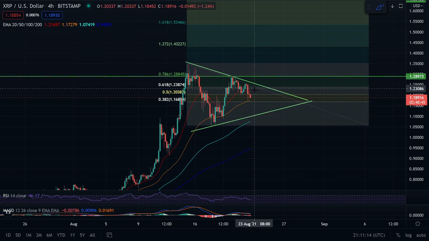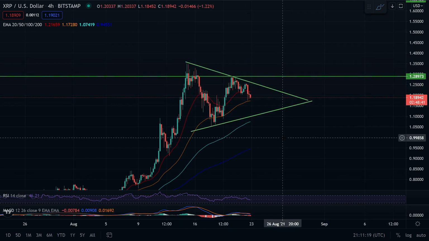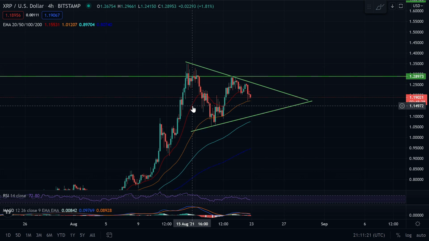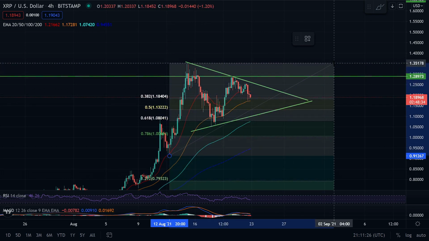Now, if we do see a breakout towards the downside, we need to look at this in perspective of where it may go as well. Well, of course, in order to do that, what I would do personally is I would draw a Fibonacci from this swing low back up to our swing high. And it's a very similar thing.